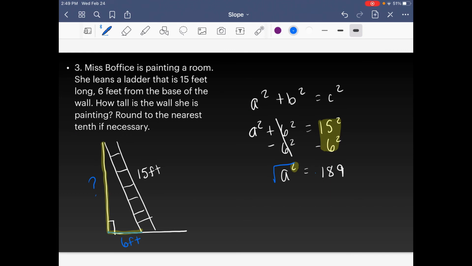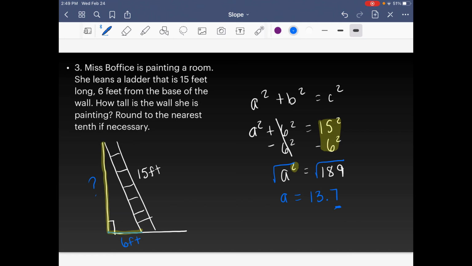So we're going to take the square root of both sides. Second x squared, second negative sign, and we get that a equals 13.74. So since there's a 4 that comes after the 7, it is also going to stay the same. So make sure in your example problems, if it's 5 and up, you round this number up. 4 and below, it stays the same.